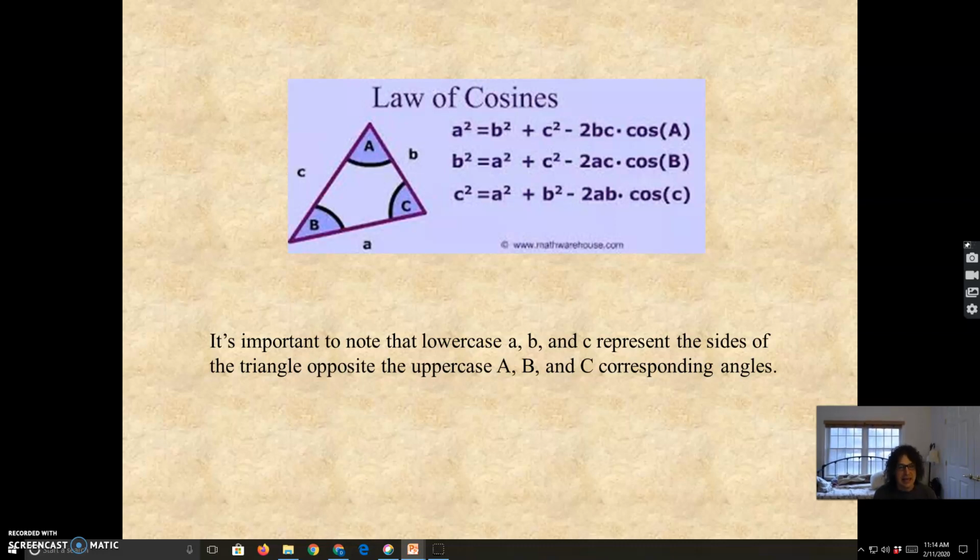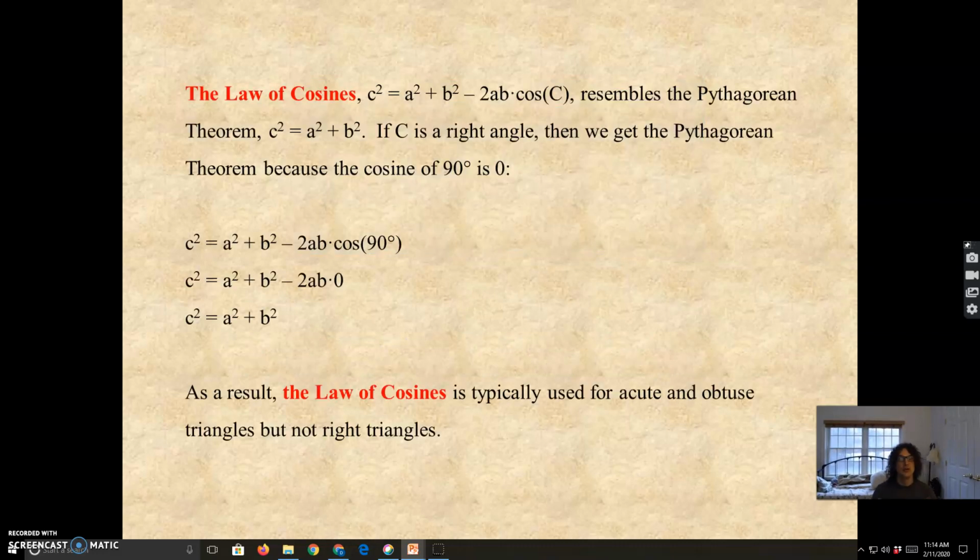Now the law of cosines, which is c squared equals a squared plus b squared minus 2 times a times b times the cosine of capital C, resembles the Pythagorean theorem, c squared equals a squared plus b squared. In fact, the law of cosines is identical to the Pythagorean theorem if we're looking at a cosine of 90 degrees, because the cosine of 90 degrees is equal to 0. As you can see, we did it right here with the law of cosines. We put the cosine of 90 degrees, which is 0, and that gives you the Pythagorean theorem.